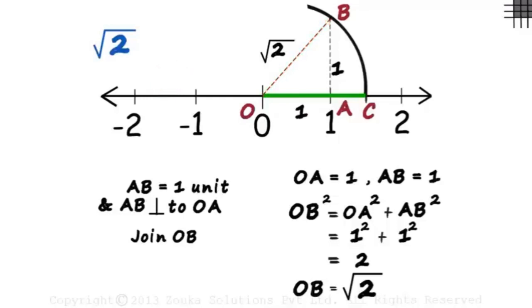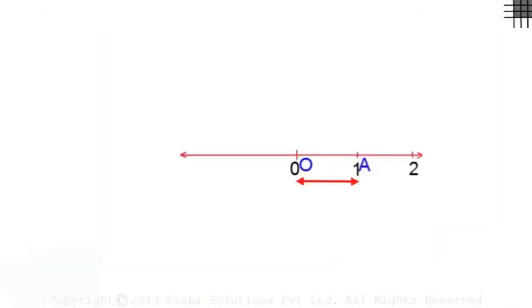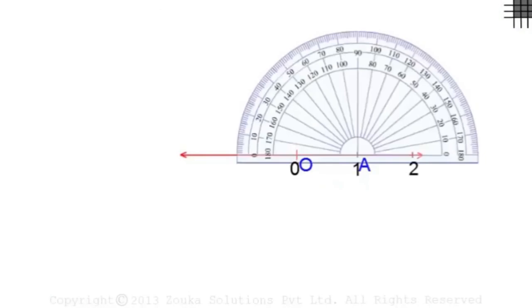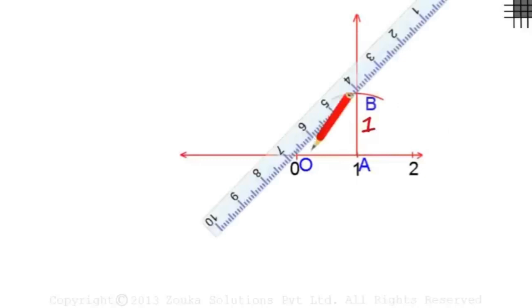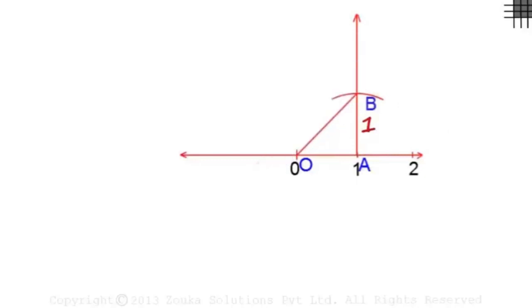Let's quickly see how we can actually construct it. Let OA be 1 unit long. Then we take a protractor, make a 90-degree mark and join that point to A. Then on the compass, we take the length of 1 unit and mark it on this line to get AB as 1 unit. And then we join OB.